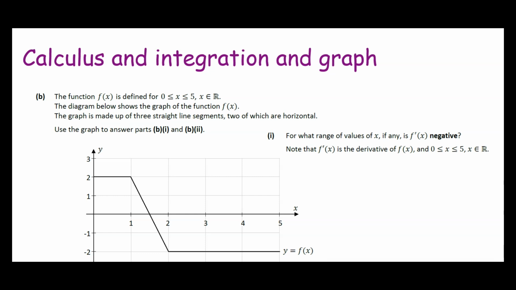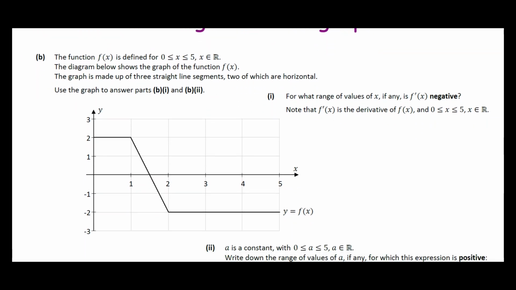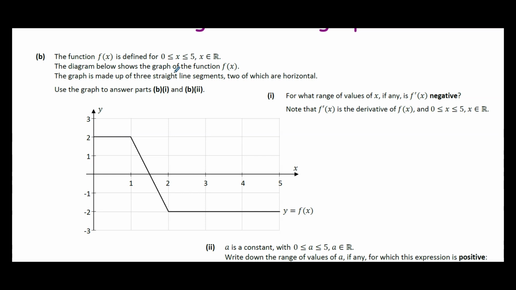I want us to have a look at calculus and integration, but not really numbers. It's about understanding the graph of a function. The function f of x is defined for x between 0 and 5. The diagram below shows the graph of f of x. The graph is made up of 3 straight line segments, 2 of which are horizontal. Use the graph to answer parts B1 and B2.